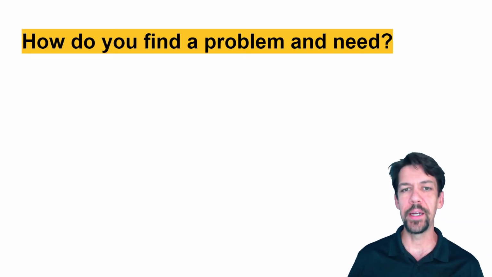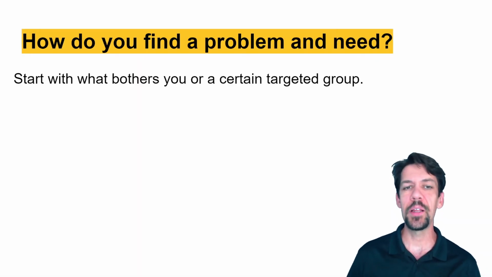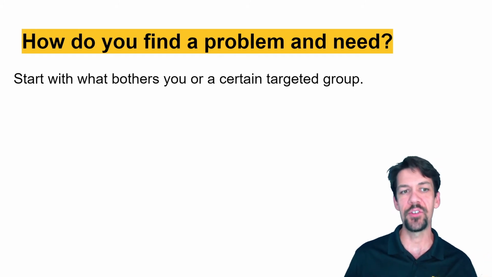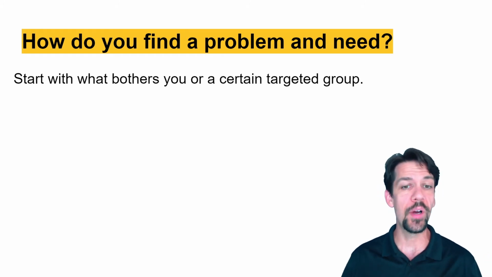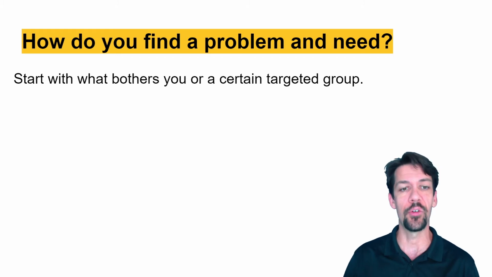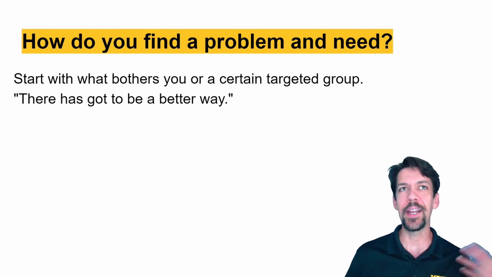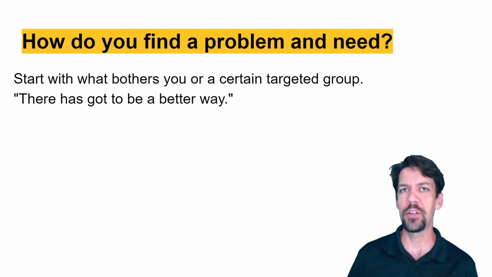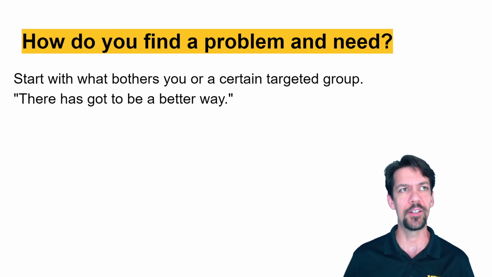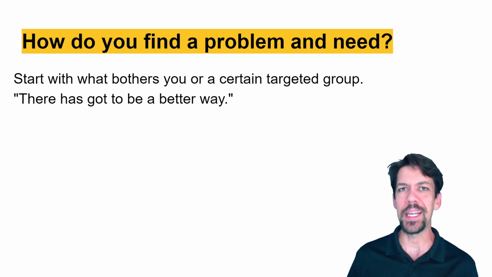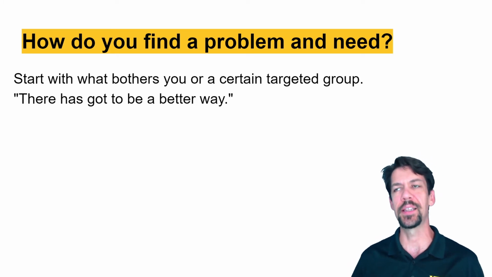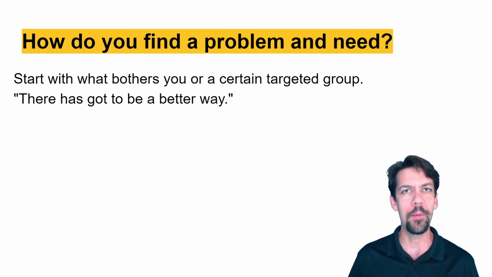So how do you find a problem and a need? This is really based on a couple of things. You can start with what bothers you or a certain targeted group. You can think, if you're doing something, there's got to be a better way. This is developing the observational skills and the instinct to think, this could be easier. This seems like a real challenging thing. I'm feeling frustrated. Why am I feeling frustrated? And is there a way that we can make that frustration go away or make it easier?